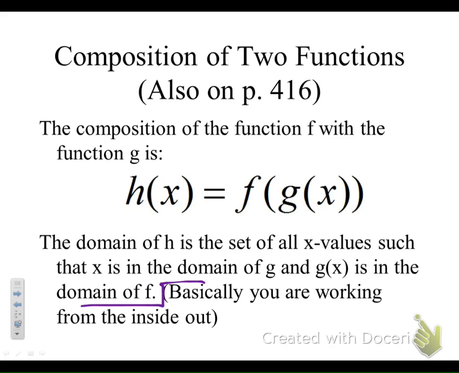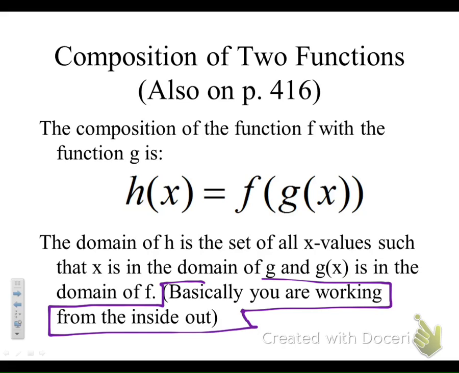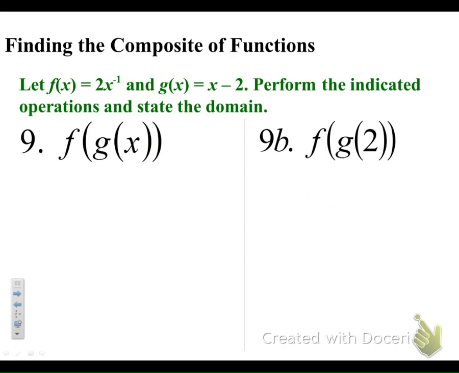So if you don't write anything else down, we read composition functions backwards, where we're going to plug x into g first and then take that value and plug it into f's function. Let's get to some examples. We're going to let f of x be 2x to the negative first power, and g of x is going to equal x minus 2. We're going to perform the indicated operations and then state the domain.